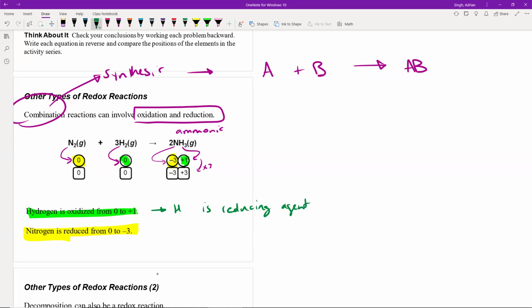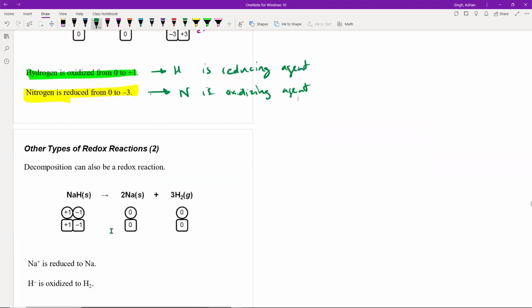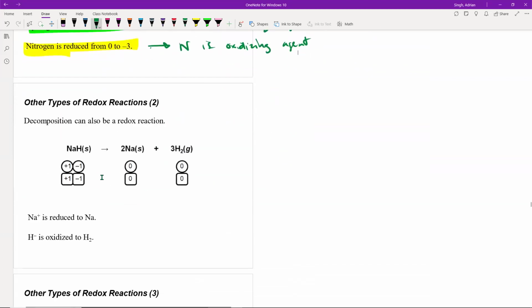And whatever is being oxidized is acting as a reducing agent. Whatever is being reduced is acting as the oxidizing agent as well. Okay, so combination can involve oxidation reduction. Decomposition can also be a redox reaction, right? And then in decomposition, you have the opposite of a combination. We have one type of reaction decomposing or breaking down into multiple products.